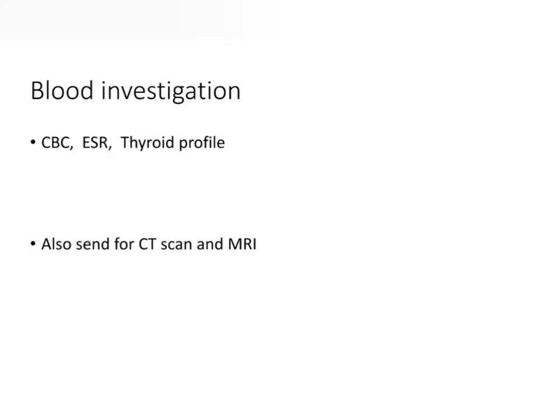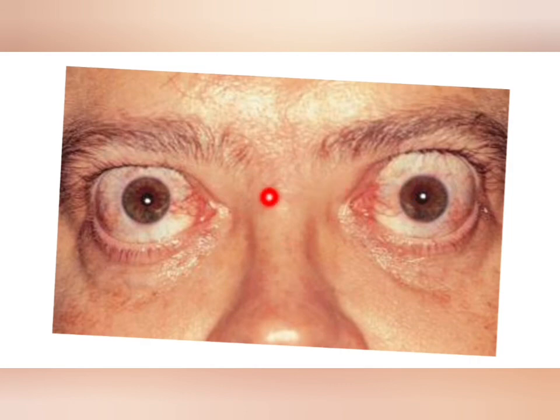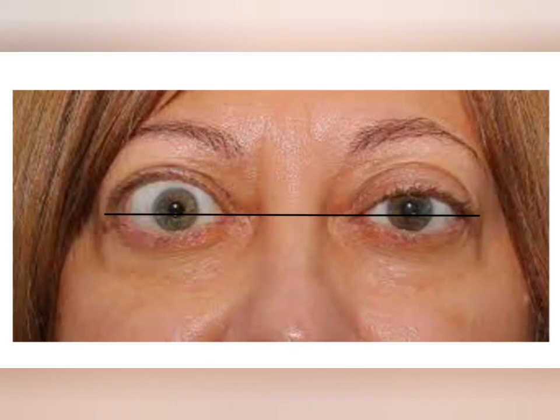After doing the clinical workup of a proptosis patient, do not forget to send the patient for CBC, ESR and thyroid profile checking, and also send the patient for CT scan and MRI. Okay, this is due to thyroid, and it is an axial proptosis.